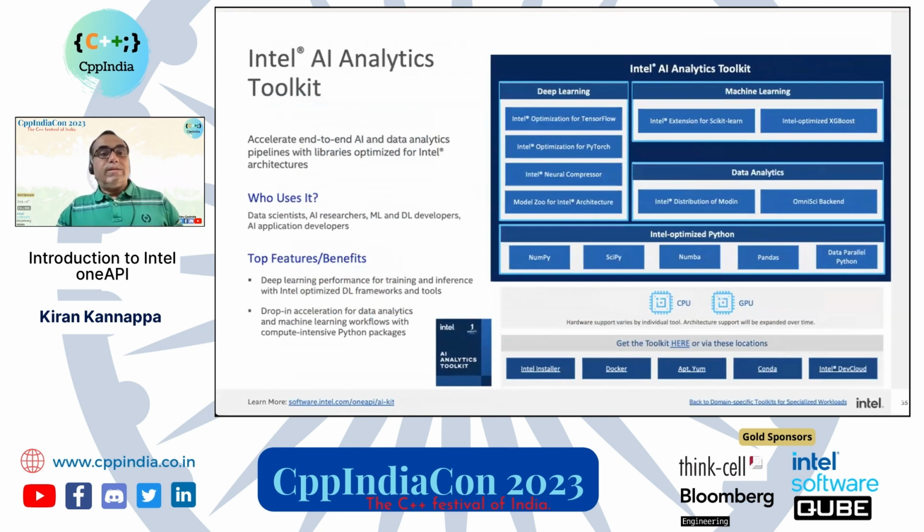Okay, the AI Analytics Toolkit is predominantly for folks who are building AI/ML applications. Here you have the Intel optimization for TensorFlow, PyTorch, and Neural Compressor. In the machine learning domain, there's scikit-learn and XGBoost. For data analytics, there's Intel Distribution of Modin and OmniSci. For Python users, NumPy, SciPy, and those libraries optimized for Intel are available. Apart from all this, there's the Model Zoo, which has pre-trained neural networks optimized for inference on the GPU and the CPU, where you can quickly build applications on top of it.